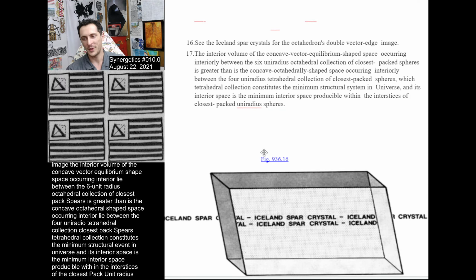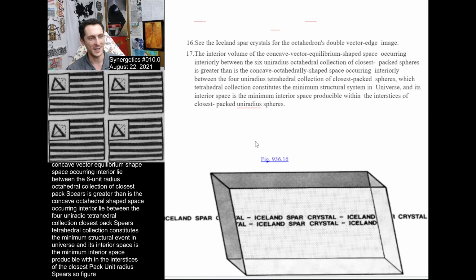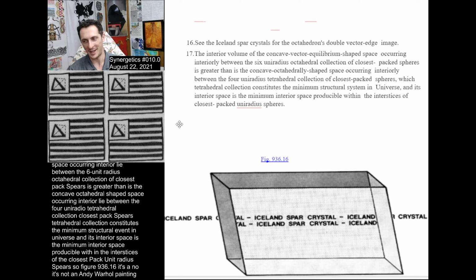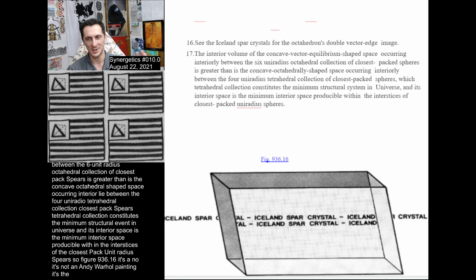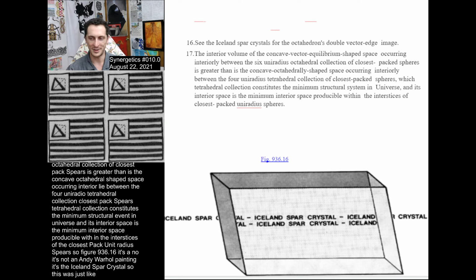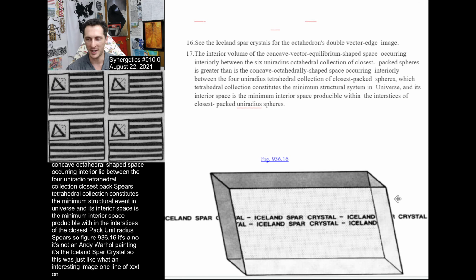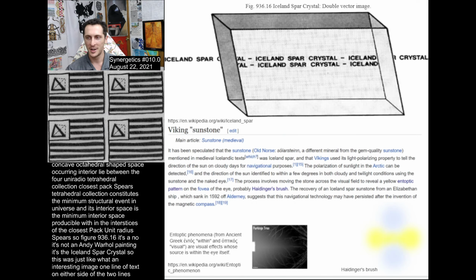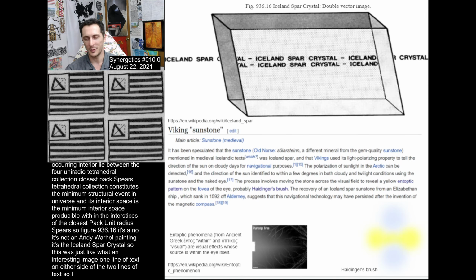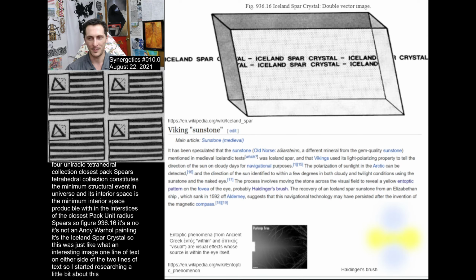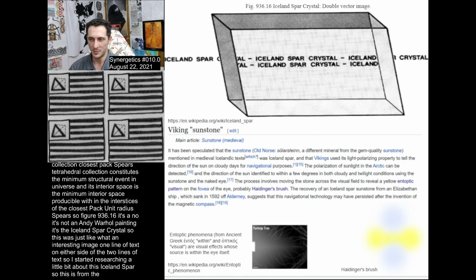So, figure 936.16, it's not an Andy Warhol painting, it's the Iceland spar crystal. So this was just like, what an interesting image. 1 line of text on either side, and then 2 lines of text. So I started researching a little bit about this Iceland spar. So this is from the Wikipedia article.